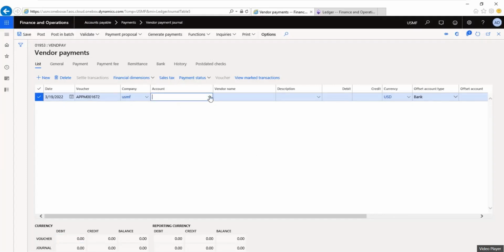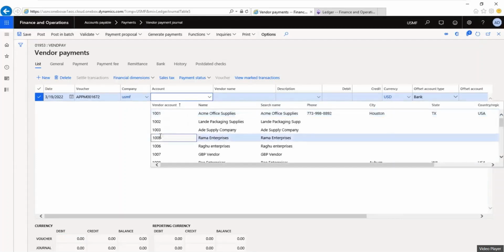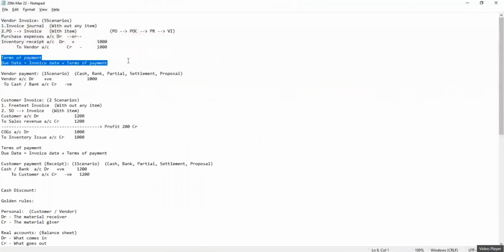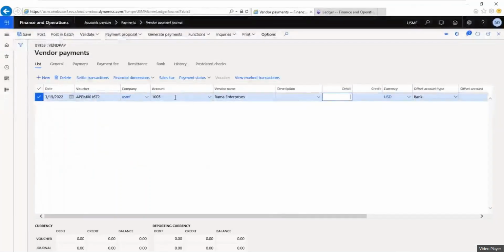Fine. Now we have generated invoices. For that we are doing payment. So suppose Rama Enterprises, select. Now you can do partial payment, meaning you are entering directly some amount as debit. If you are doing vendor payment, your cash or bank balance will be decreased and the vendor account debited. And you can enter partially, or you can select settle transactions, meaning settlement against invoice. And the third one is payment proposal. There are 3 options. Payment proposal I will discuss with you later.